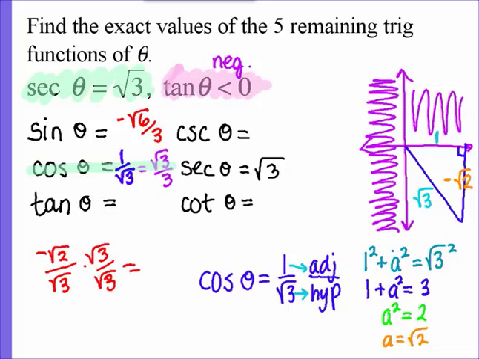Good. So the cosecant. What's the cosecant going to be? 3 root 6 over 6. Negative 2 root 6 over 6. So negative root 6 over 2.